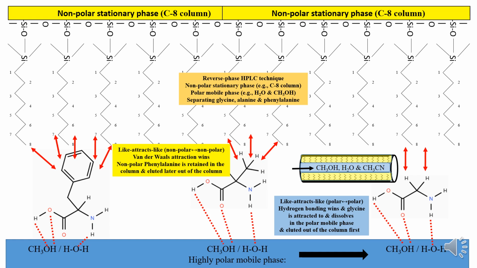So hydrogen bonding wins or dominates over the van der Waals interaction in case of the glycine molecule. While in case of phenylalanine, the van der Waals attraction wins the contest of interactive forces and it is eluted later out of the column. So the distance or the speed covered by the molecule is governed by the dominance of either van der Waals attraction or hydrogen bonding or dipole-dipole interaction.